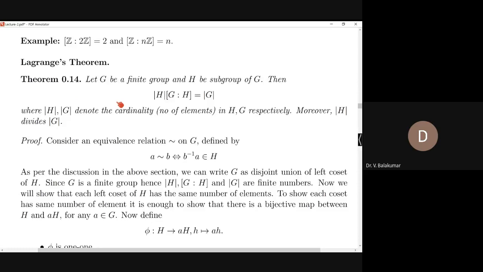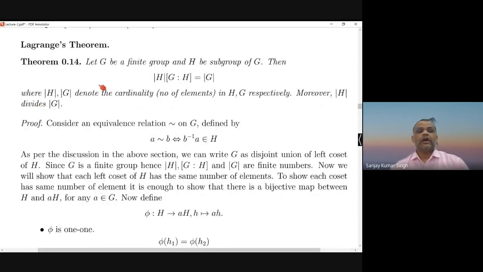No, sir. Okay, so now I will come to a theorem which is very famous and very useful in group theory. Let G be a finite group and H be a subgroup of G. Then the theorem says that the order of H multiplied by the index of H is the same as the order of the group G.